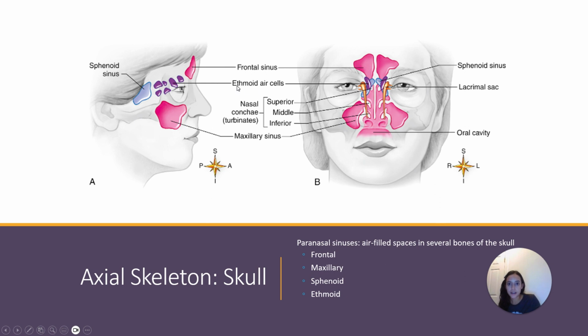The ethmoid air cells, so the ethmoid sinus, is very easy to see in the CT because you see all these little bubbles and they sit right behind the nose. These little bubbles all together form the ethmoid sinus. And your sphenoid sinus is an air-filled space inside of your sphenoid bone, so more posterior to the ethmoid sinus.